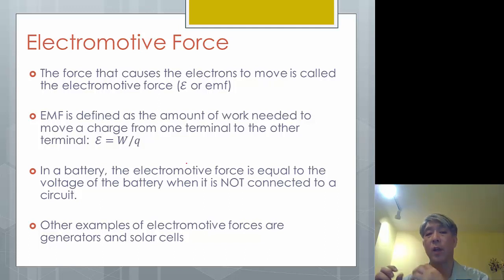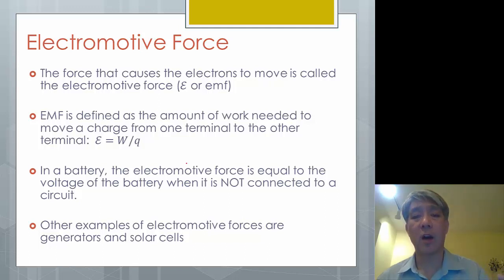To calculate it, we would measure the voltage of the battery when it is not connected to a circuit. Okay, from a definition standpoint, EMF is the work needed to move a charge from one terminal to the other terminal. It doesn't matter which direction. If I move it from the negative terminal to the positive terminal through a circuit, it's the same as moving it from the positive terminal to the negative terminal through the battery. The only difference there would be a minus sign, but from a loop law perspective, it's the same number, just one's positive, the other one's negative.